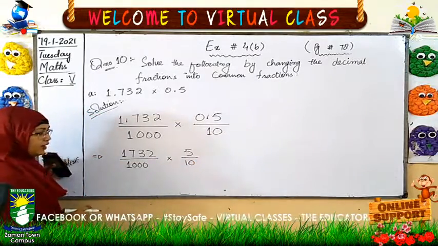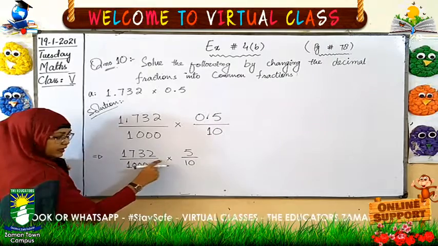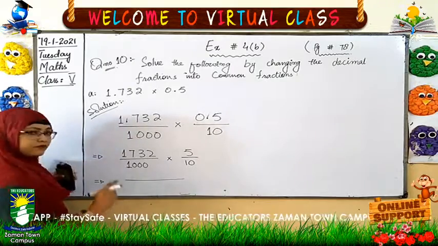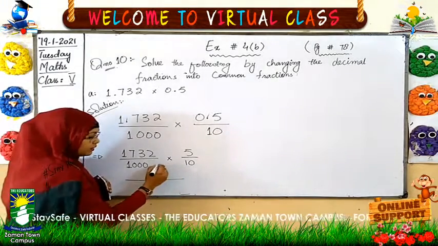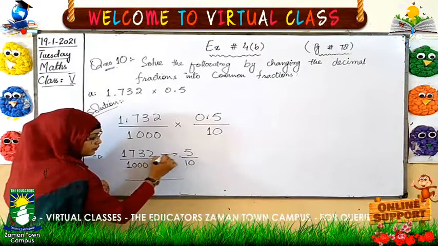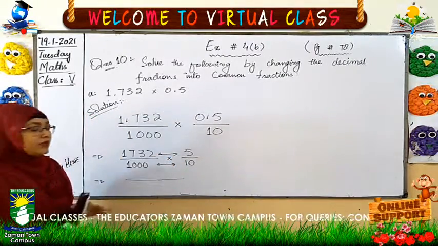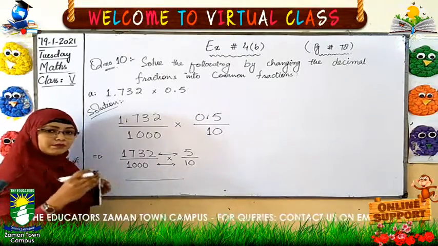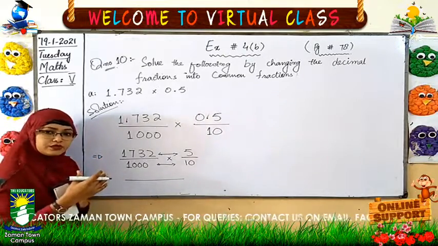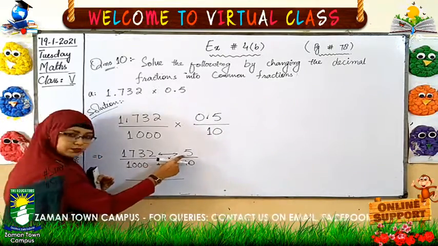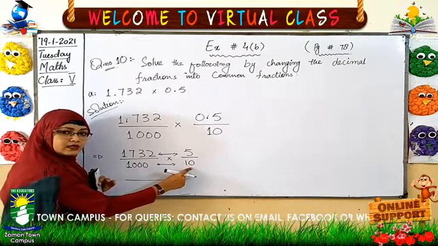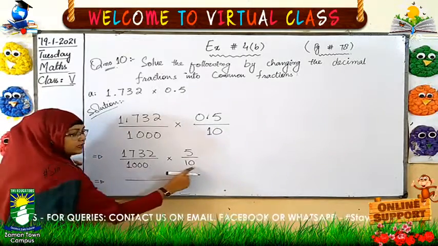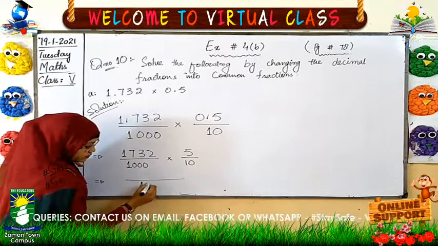Next, you have to do the multiplication. As we have the sign of multiplication, how do we multiply? We multiply numerator by numerator and denominator by denominator. If we have two common fractions to multiply, we always do face to face multiplication. So 1000 multiplied by 10 will give you 10,000.